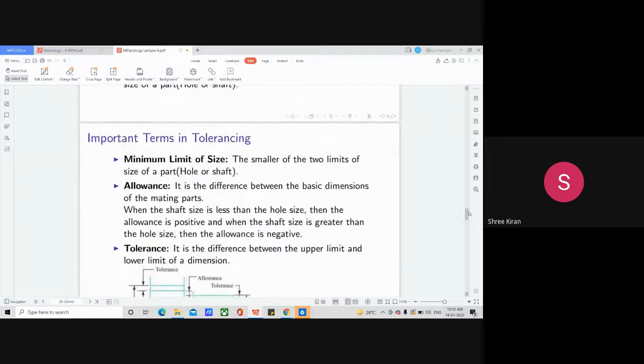Allowance is the difference between the basic dimensions of the mating parts. It's always the difference between the basic dimensions. So I hope you remember: how do we get the basic dimension? How do we calculate all this? Can any one of you say? For this we have a term. What is the term?